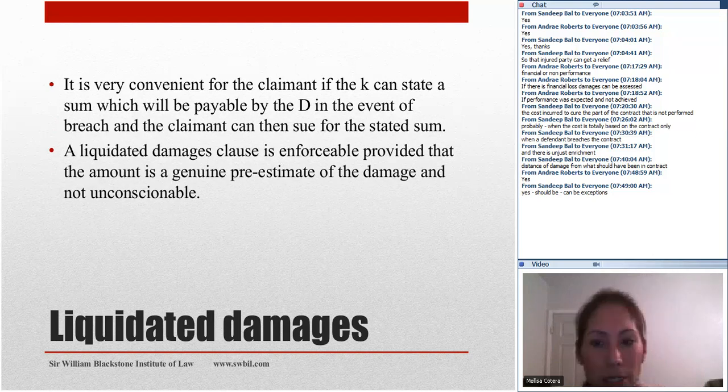Liquidated damages. It is very convenient for the claimant if the contract can state a sum which will be payable by the defendant in the event of breach, and the claimant can then sue for the stated sum. A liquidated damages clause is enforceable provided that the amount is a genuine pre-estimate of the damage and not unconscionable.